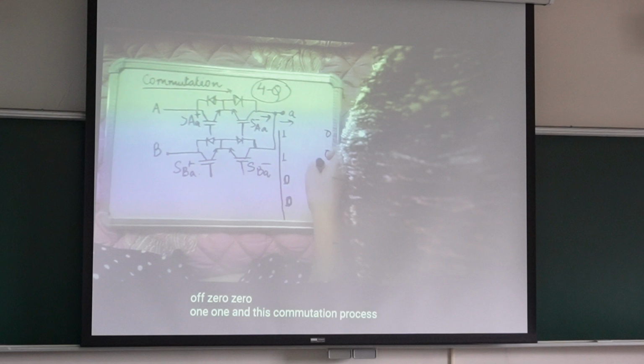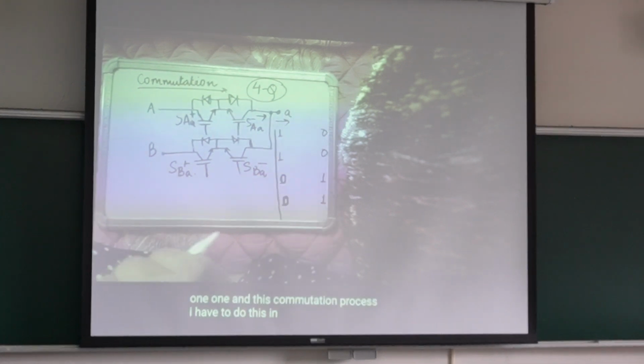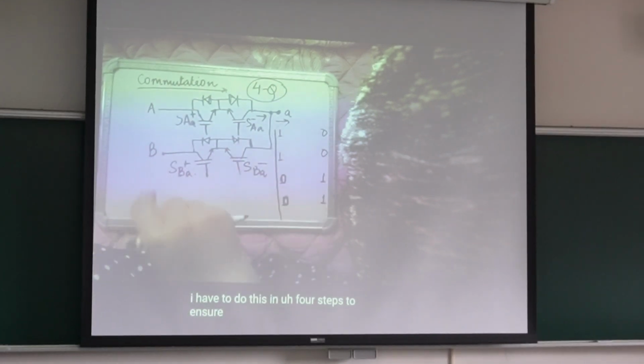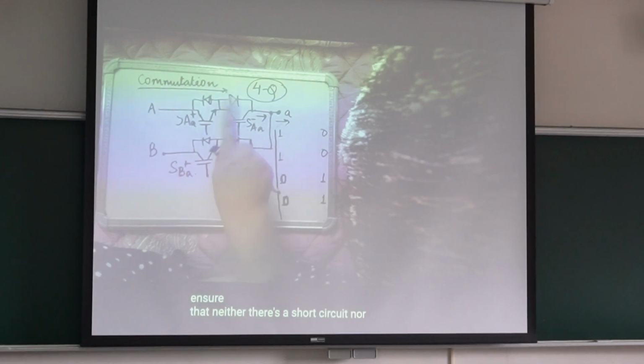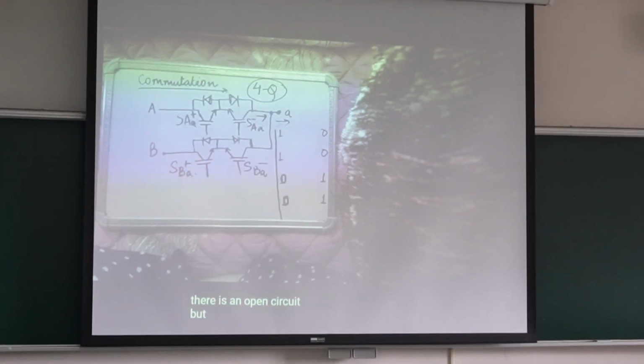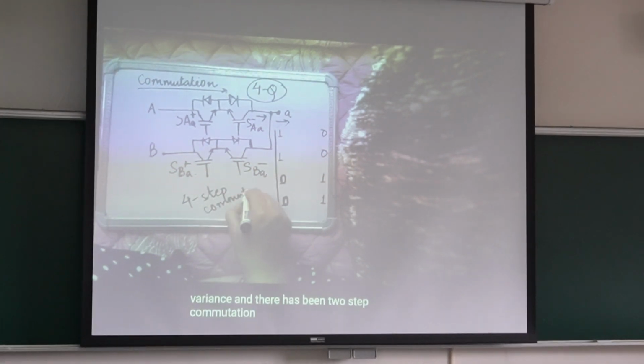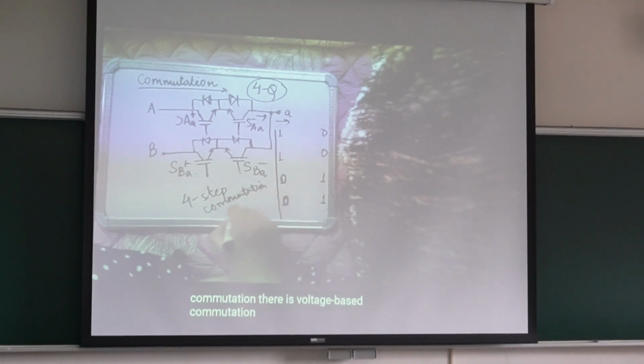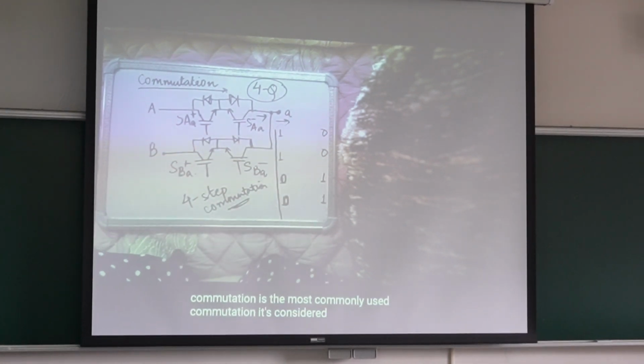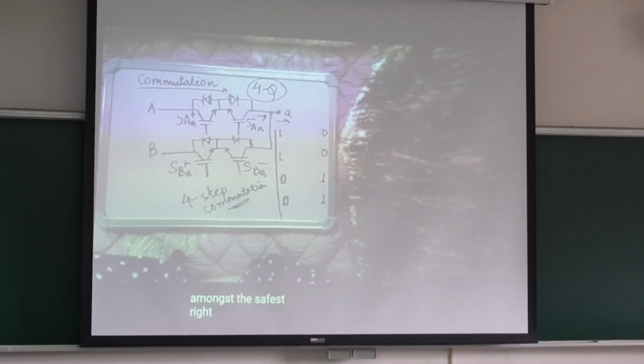I have to do this commutation process in four steps to ensure that neither is there a short circuit nor an open circuit. For the transfer from A to B to take place, this multi-step commutation is called four-step commutation. But four-step current commutation is the most commonly used. It's considered to be amongst the safest.